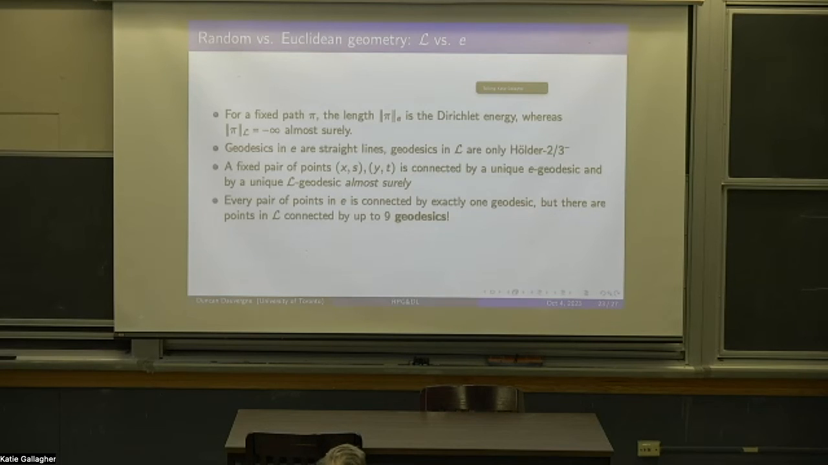So if you pick a point sort of uniformly random in the plane, or uniformly random in some complex set of the plane, then you'll see a unique geodesic connection, but you'll see special points which are connected by up to 9. So a big difference between the two.